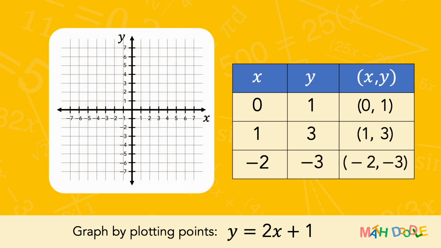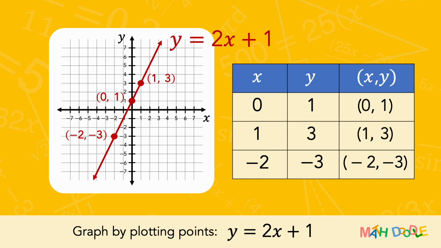Now, let's plot these 3 points in a coordinate system. After plotting these, we can see that the points line up. So, let's draw a line through these points and put arrows on both ends of the line. And this is the line of y equals 2x plus 1.